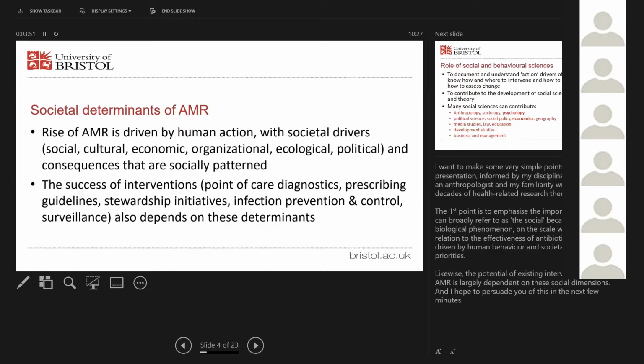So even if you have a fantastic new point of care test, whether that will be utilized appropriately and effectively depends on a huge range of social variables, from how the clinician chooses to use it, to who turns up at the health centre, who agrees to have that diagnostic test, and then how that test results are interpreted, and the extent to which they actually are followed in then prescribing antibiotics.